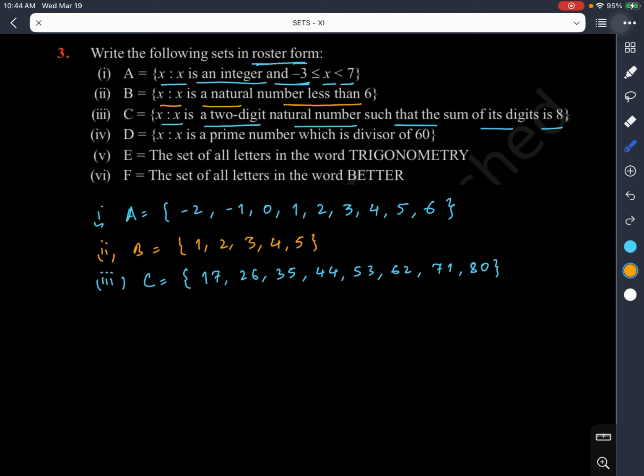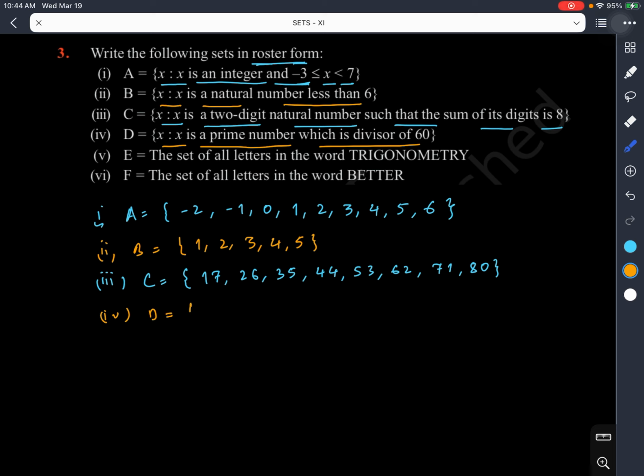Part number 4. D is equal to the set of all x such that x is a prime number which is a divisor of 60. So you'll have to find those numbers which are prime and which are divisors of 60. Prime as well as divisors of 60. So let's enlist the members, the objects or elements.